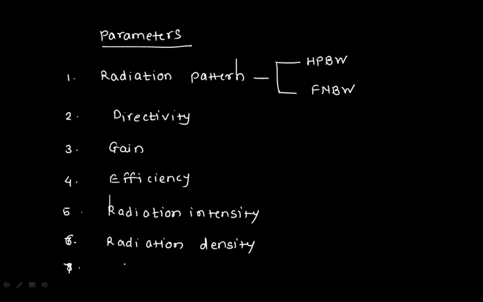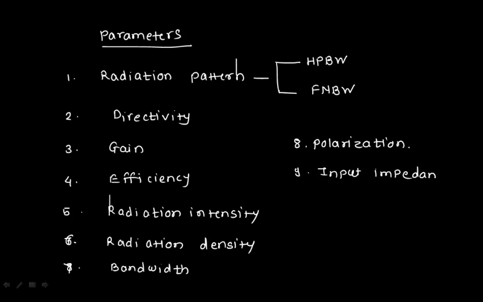After radiation density, you are going to talk about the bandwidth of an antenna. So what is the range of frequency in which your antenna actually works? Then you can talk about the polarization of the antenna, whether it is elliptically polarized, circularly polarized, or linearly polarized, something like that. Then you're talking about the input impedance of an antenna. We'll talk about the radiation efficiency of an antenna. And then you will talk about the effective length of an antenna. What length contributes in transmitting.